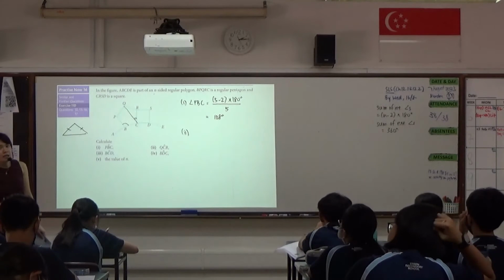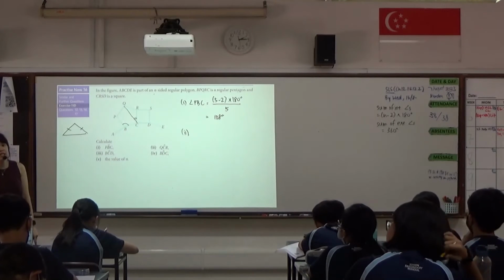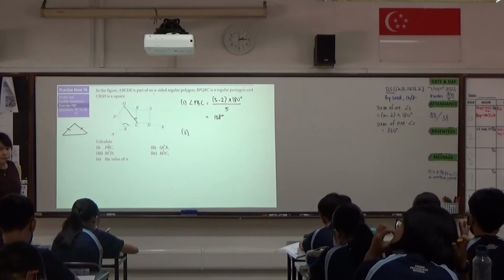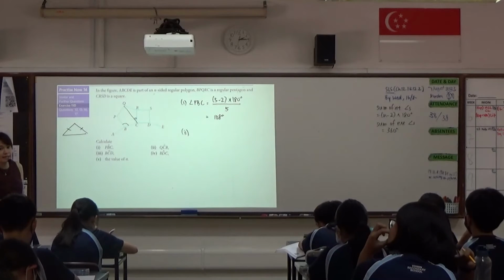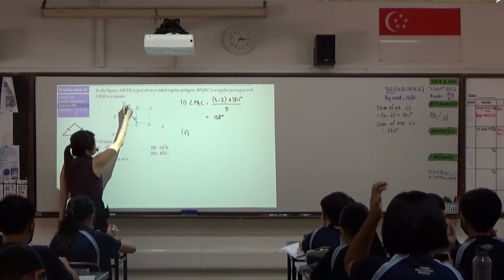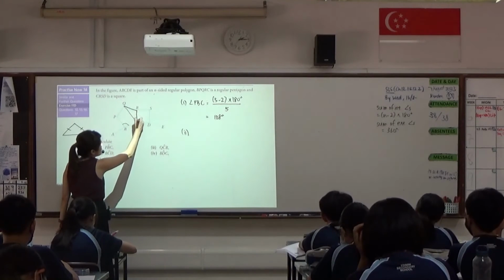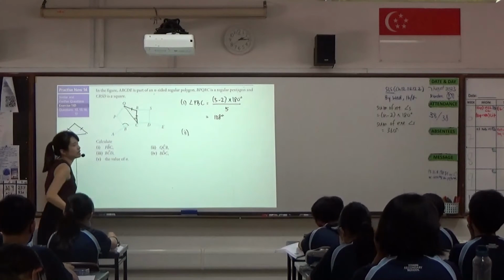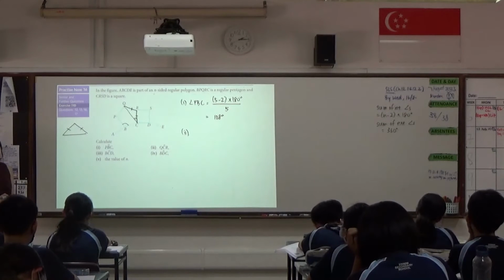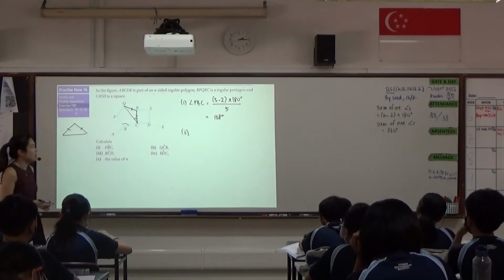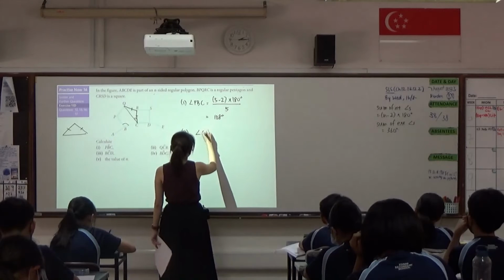Okay, now earlier on, we mentioned there were isosceles triangles, because they have equal sides. So I want you to be able to observe that there is an isosceles triangle like that over here. So how can we find out what is angle QCR?